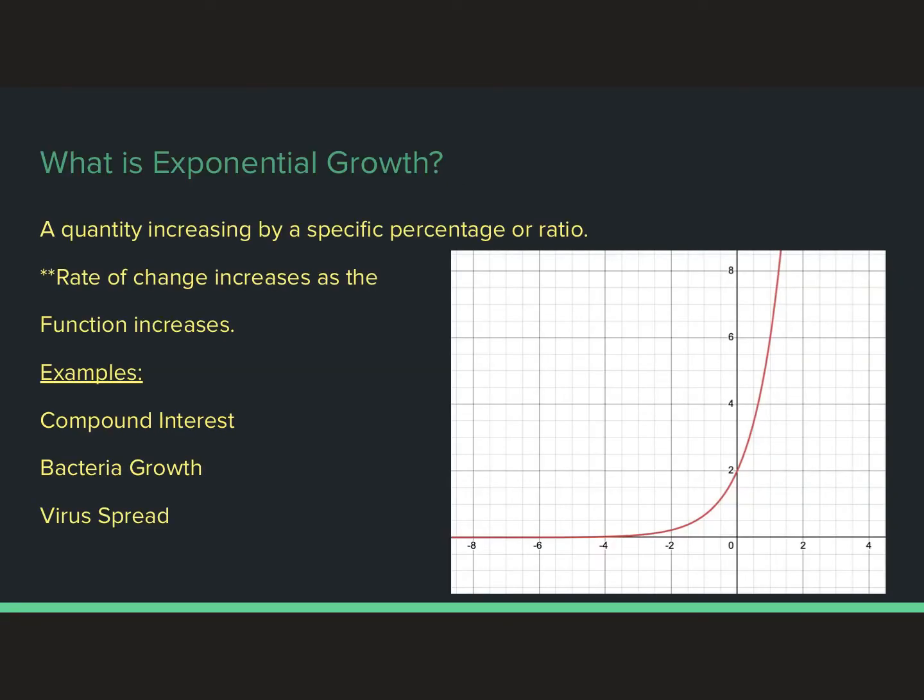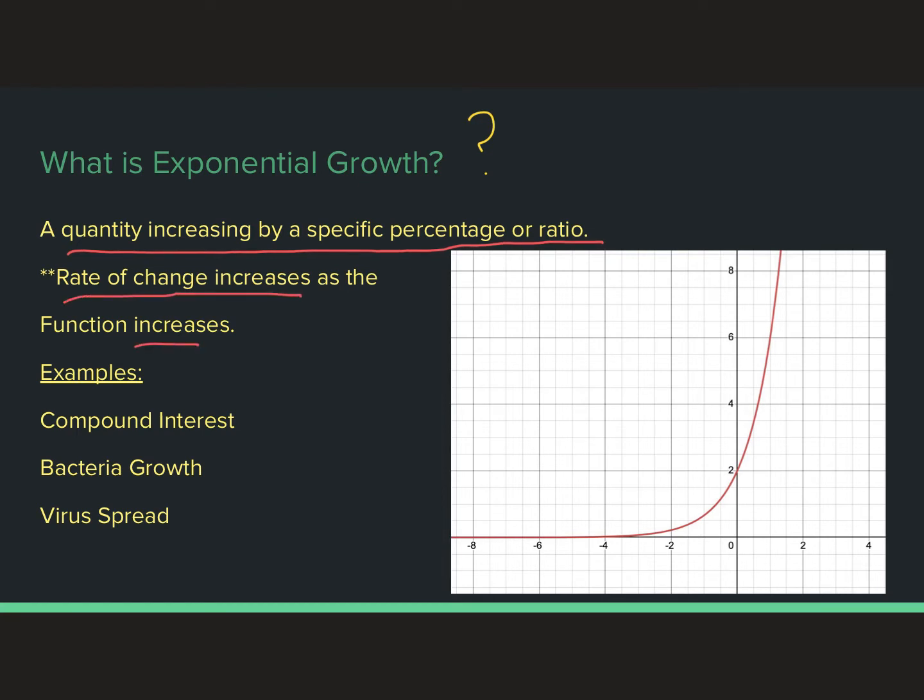So, first, what is exponential growth? Exponential growth is when a quantity is increasing by a specific percentage or ratio. Remember, with linear, we increase by a set number. Here it increases by a set percentage or ratio. So the rate of change increases as the function increases.